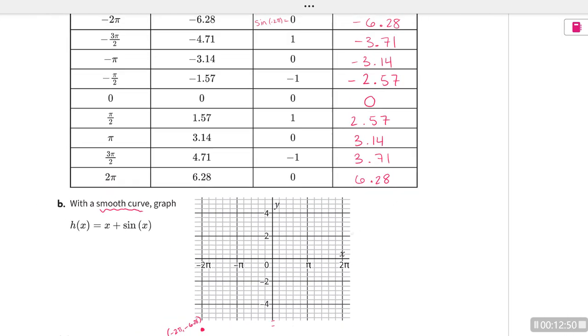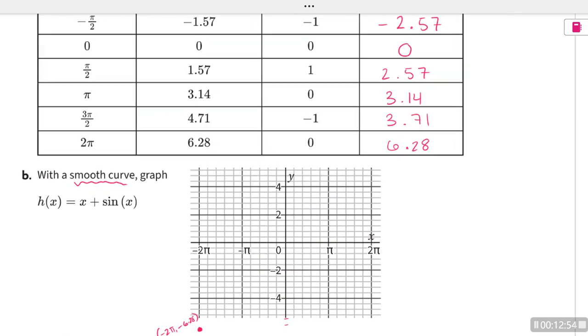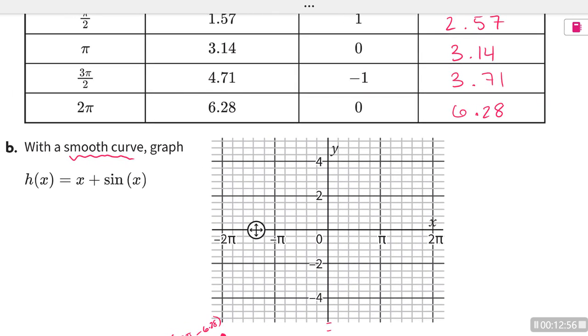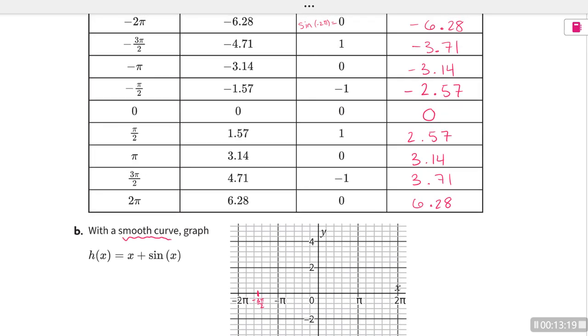That's that point. Okay. Then we have negative 3 halves pi. So that's going to fall, right? We have 1, 2, 3, 4, 5. So that's going to fall right in between. So negative 3 halves pi is about here. And remember, the value for that is about negative, wait, where are we?